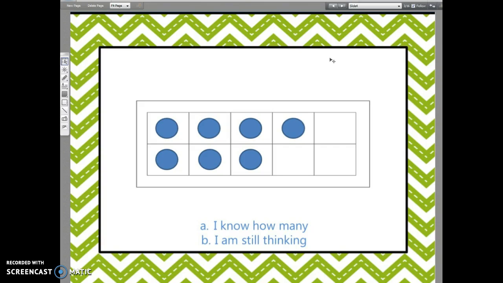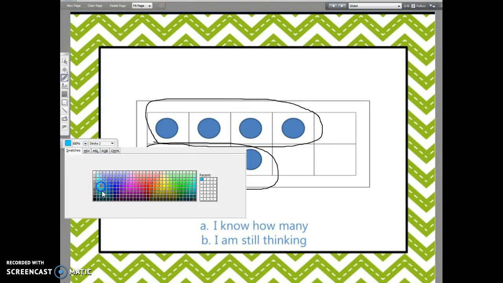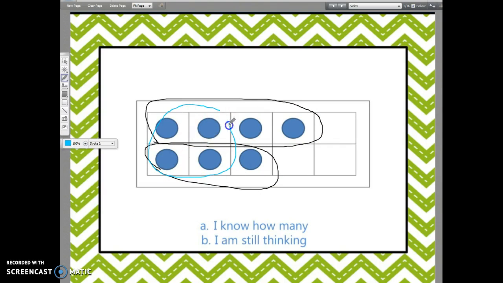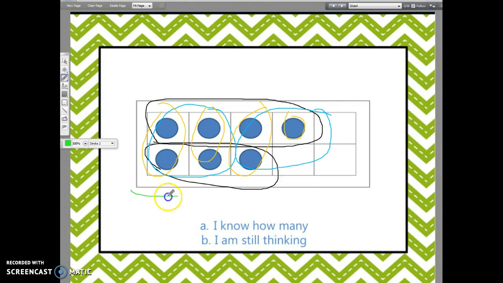You are exactly right. There are 7. Let's see the different ways you might have seen it. You may have seen 4 plus 3 equals 7. You also may have seen 4 this way and 3 over here equals 7. You may have seen 2 plus 2 plus 2 plus 1. You may have subitized and seen 7 altogether. All of those different combinations are correct.